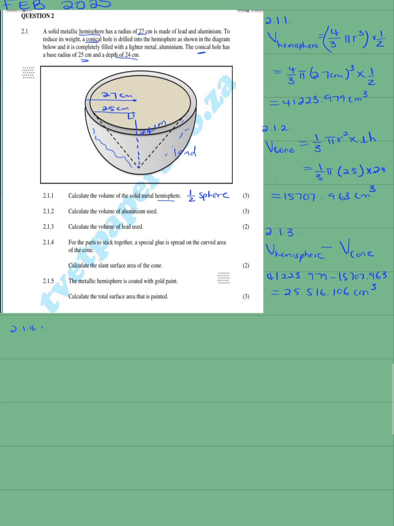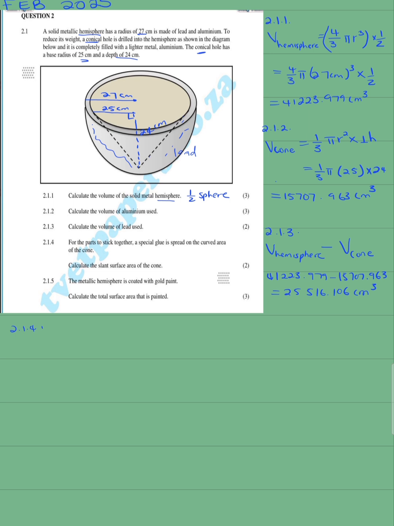Now 2.1.4 says, for the parts to stick together, a special glue is spread on the curved surface of the cone. So on the curved surface of the cone, the outside of the cone, glue is put on it. All right. Now calculate the slant area of the cone.